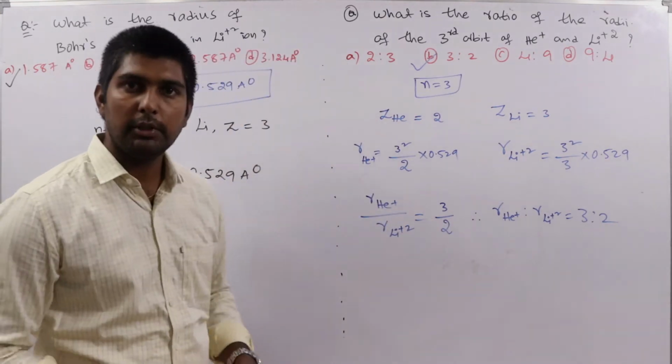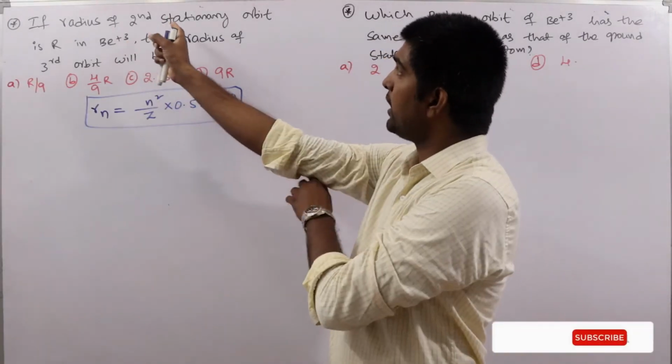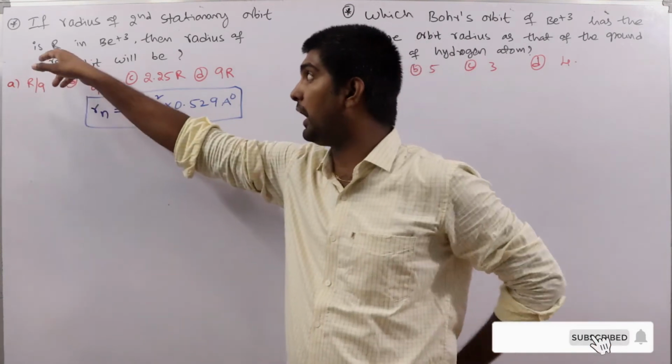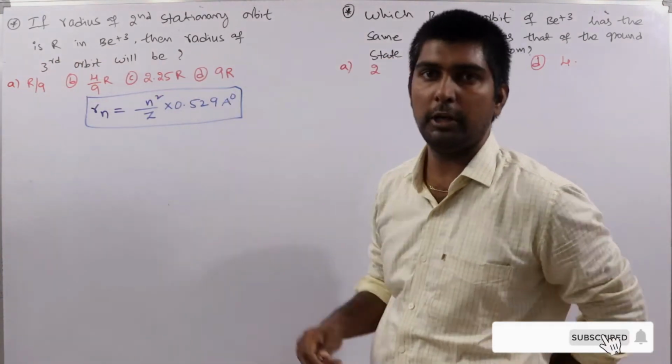Okay, let us see some other different models. Now let us see another model here. If the radius of the second stationary orbit is r in beryllium plus 3, then the radius of the third orbit will be?